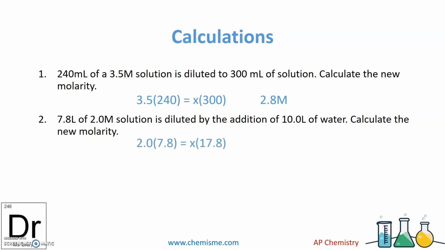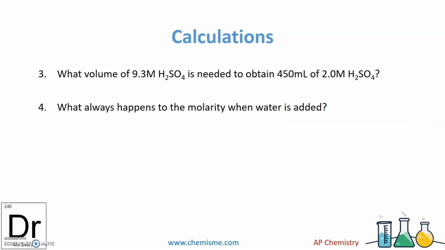So technically the setup is the 2 molar times the 7.8, what you initially had, equals the unknown molarity times 17.8, and that's found by adding 7.8 to the 10 liters. So it has to be a total volume in order to get your total molarity at the end. But otherwise, we multiply the left and divide by 17.8, we get 0.88 molar, and we see again that the molarity decreased because we added water.